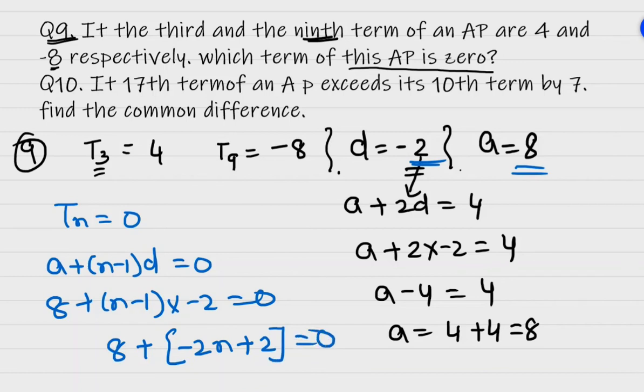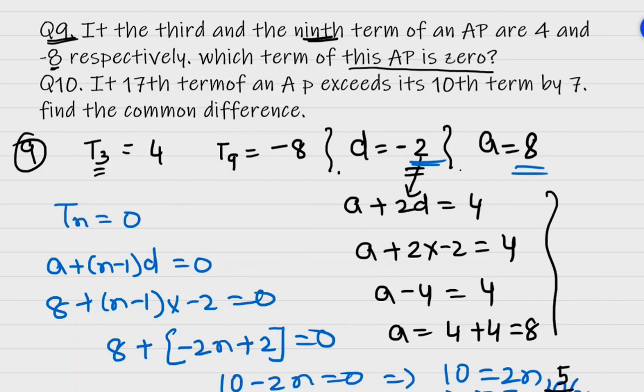Okay. Now see children, if you take out the brackets, 8 plus 2 will become 10. So 10 minus 2n equal to 0. This says that 10 is equal to 2n, and this says that n is equal to 10 by 2. So 10 by 2 means n is equal to 5. So your fifth term is equal to 0. I think children you all got it. Your fifth term is equal to 0.